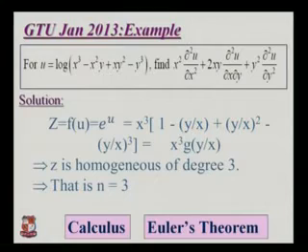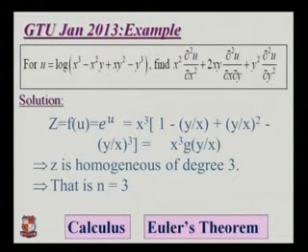From our latest paper: u is equal to log of x cube minus x square y plus xy square minus y cube. Find x square del square u by del x square plus 2xy del square u by del x del y plus y square del square u by del y square.